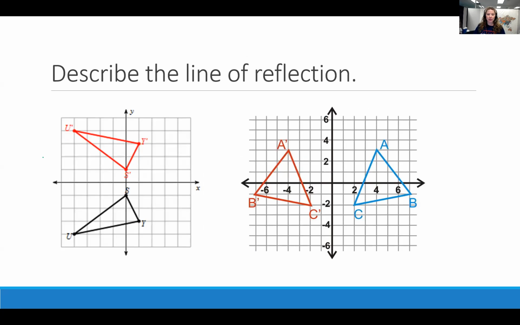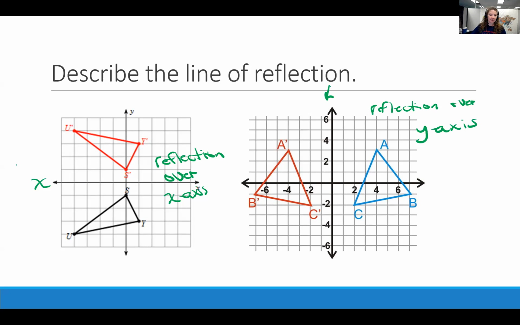All right, so now let's describe the line of reflection. Make sure you pick the original. So here our black one is the original. We can tell that because the red one has the prime marks. So what happened here? It was a reflection over which axis? The x-axis, because it was flipped up. And what about this one? The original is our blue triangle because it doesn't have any prime marks. So what happened here? We had a reflection over the y-axis, because here's our y-axis. Here, this one's our x-axis. All right.